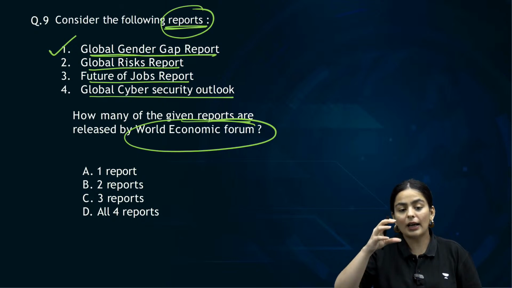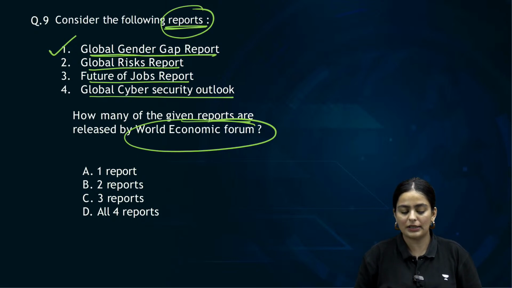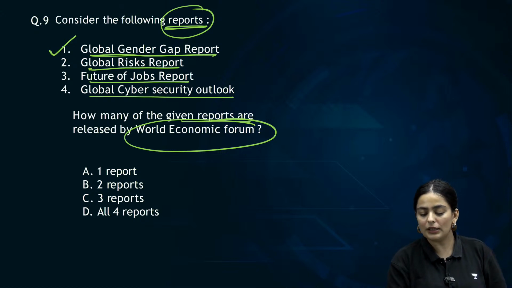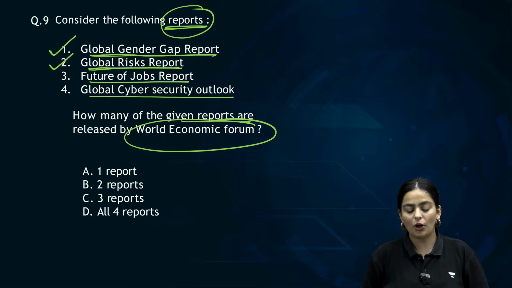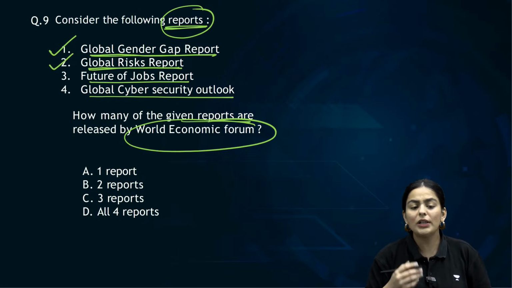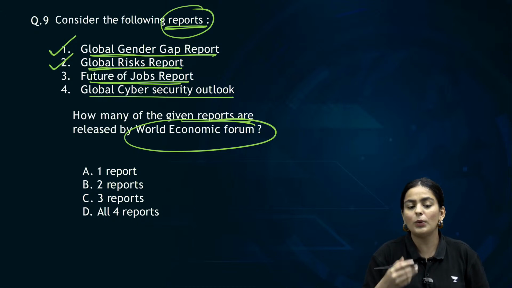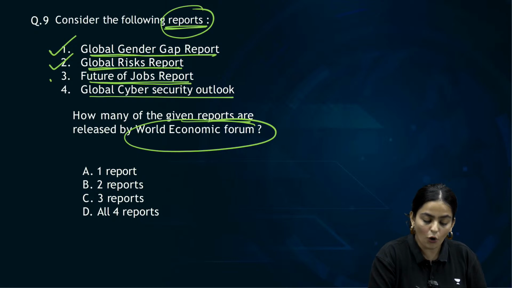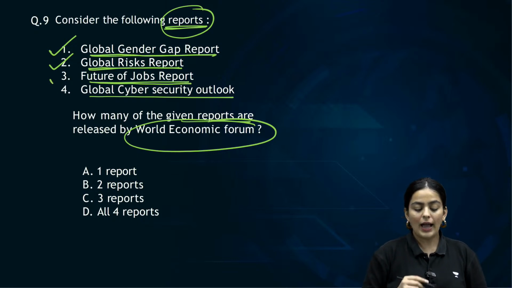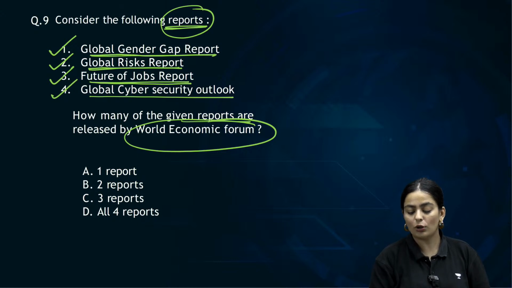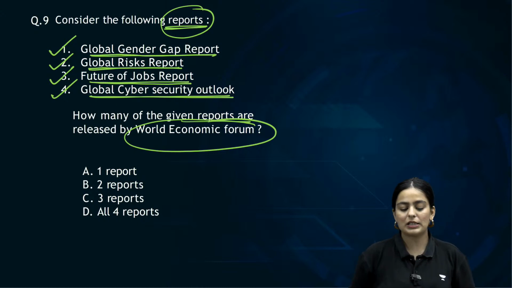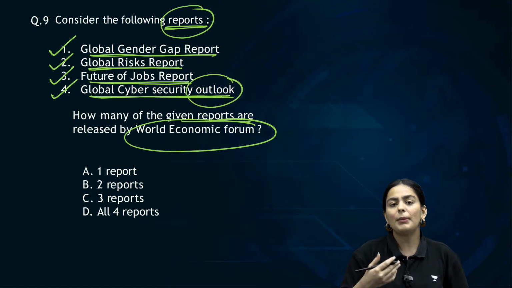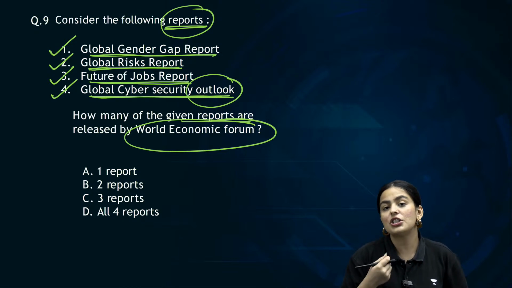Please remember that there are important criteria or dimensions that we will see. The second is Global Risks Report, which is also released by World Economic Forum. Future of Jobs. How will the jobs change in the coming times? That is also released by World Economic Forum. And Global Cyber Security Outlook. What will be the Global Cyber Security Outlook is also released by World Economic Forum. That in the coming times, what will be the cyber security challenges when it comes to new technologies, etc.